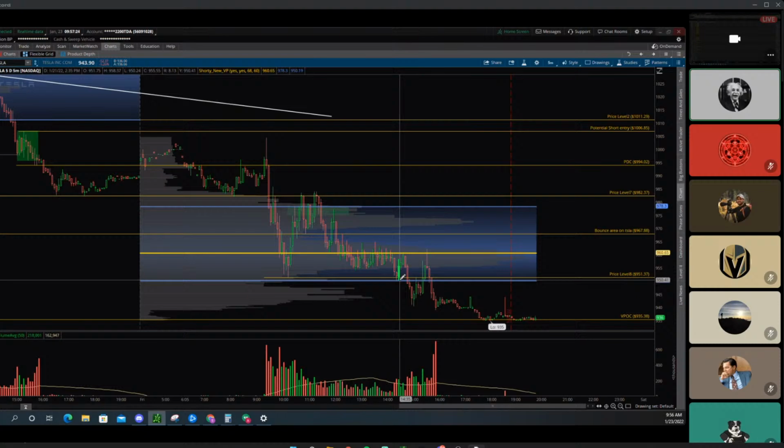And I would say that 80% was pretty accurate on Tesla itself. Once it reclaimed here, it was a little choppy, but eventually it came all the way down to the bottom of this value area.